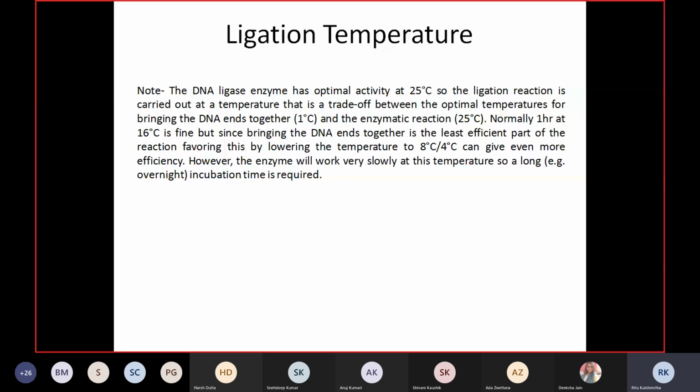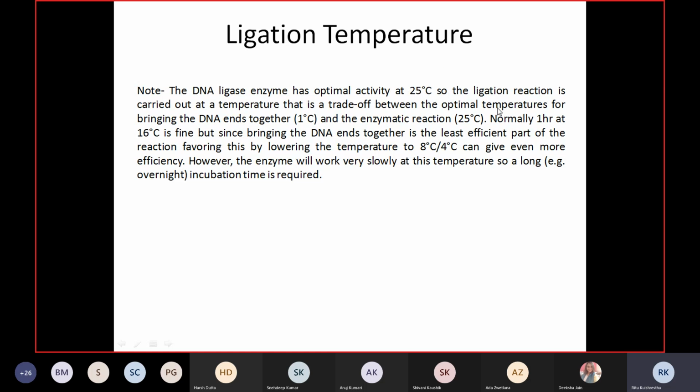So that's why you have to play with the temperature that you want to use. If I talk about the temperature at which this DNA ligase has the best activity, it is 25 degrees. So if I set up a ligation reaction at 25 degrees, let's say for 1 hour, in case of blunt end ligation, I will get the ligated products. It could be that if I put this ligation reaction at a lower temperature for a longer time, the efficiency may be better, but you have to play around with that. I want to tell you that optimal activity is at 25 degrees.